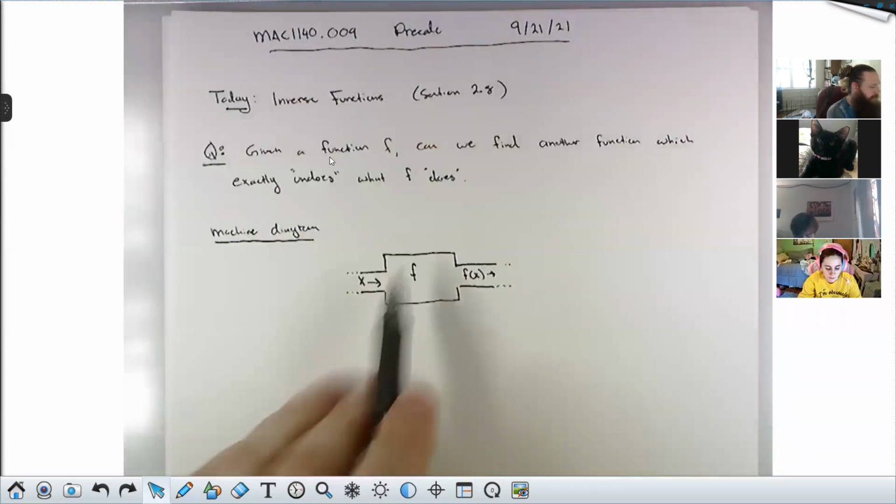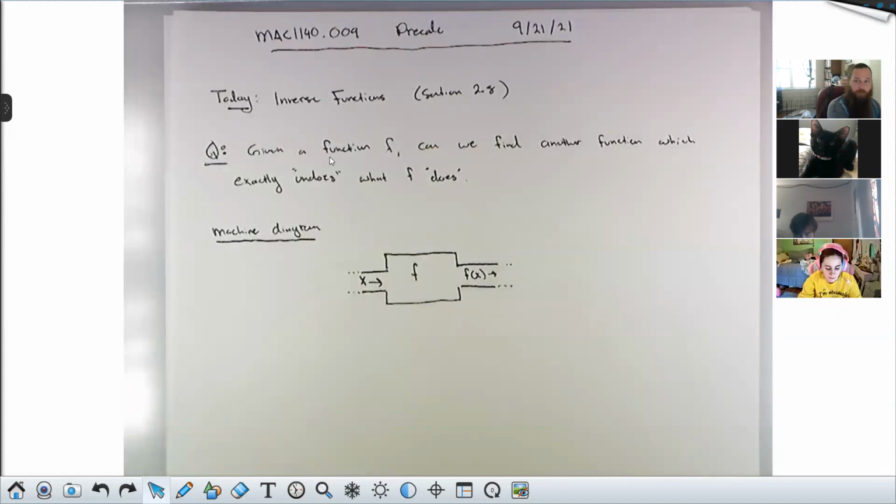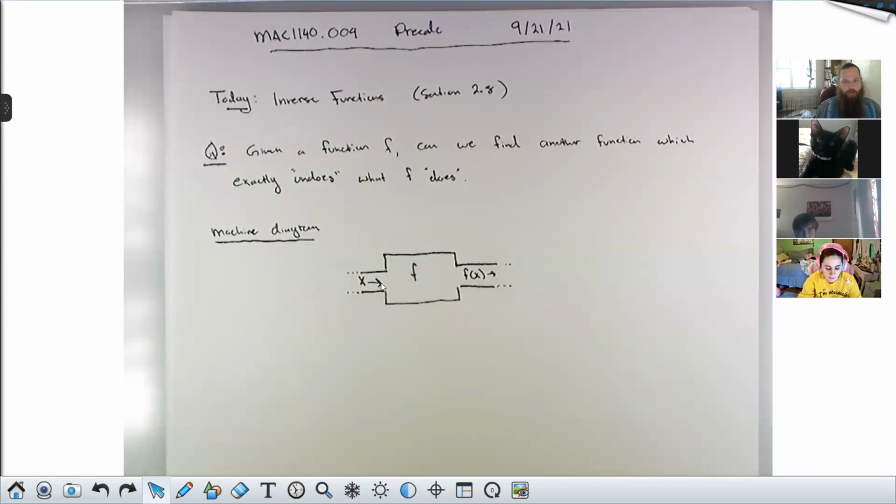So, f maybe is the add 3 machine. It takes in x, adds 3 to it, and sends x plus 3 out. That would be the function f of x equals x plus 3. F of x may be the squaring function. So it takes a number x in, squares that number, and sends it out. So 2 comes in, 4 goes out. -3 comes in, 9 goes out.